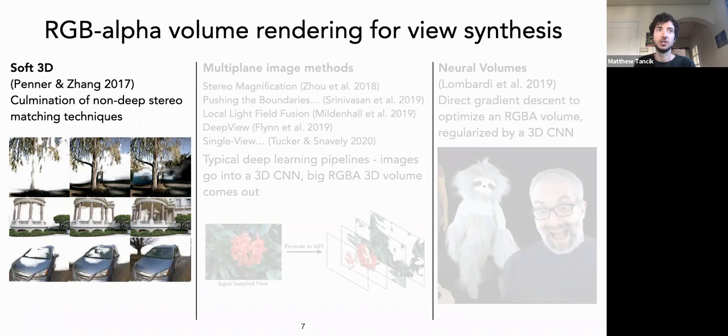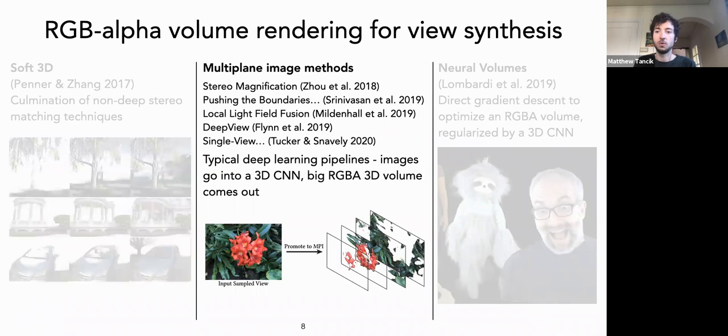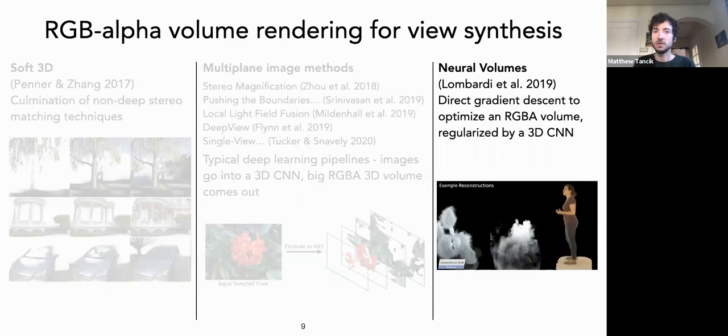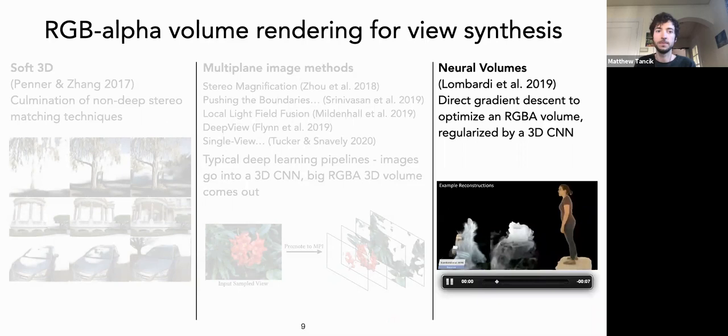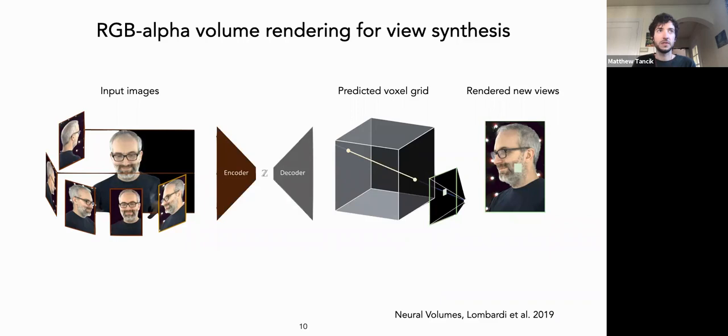Recent work in multiplane images, or MPIs, can also be thought of in this way. Since they're essentially an estimate of a particular frustum-shaped layered RGB alpha representation that uses classic alpha composition along the rays in order to render new views. Other cool works like Neural Volumes use a strategy to learn these little dynamic 3D videos. So this successful strategy for photorealistic view synthesis combines machine learning with traditional RGB alpha volume rendering models.